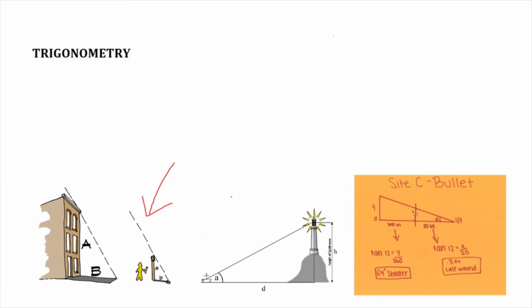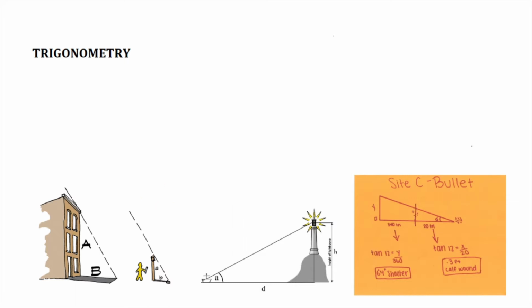Next, we have a lighthouse and a nearby boat. We can find out how far the lighthouse is from the boat by measuring the angle A and knowing how high the lamp of the lighthouse is from the ground. The last picture shows a calculation in determining the height of the shooter by knowing the angle relative to the ground and the horizontal distance from the calf wound and the point of fire.